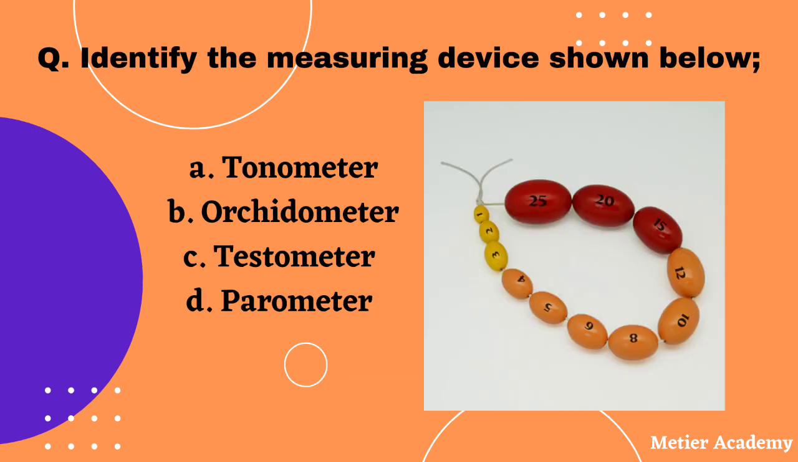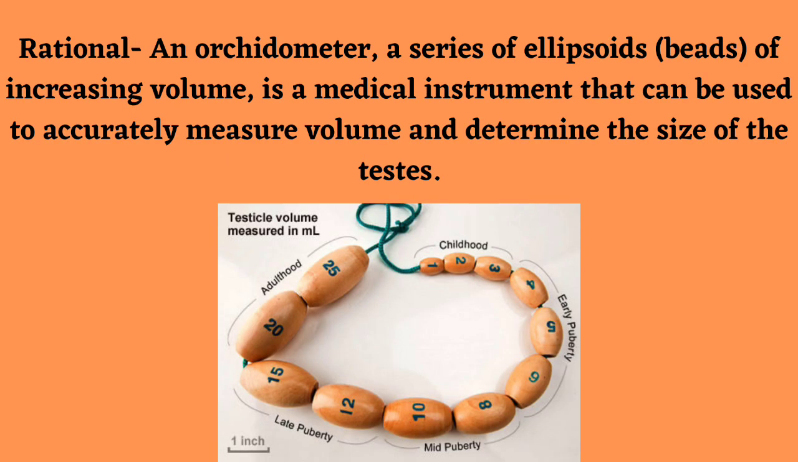The next one is, identify the measuring device shown below. Look at the image carefully and answer the question. The given options are tonometer, orchidometer, testometer and barometer. And here the correct answer is option B, orchidometer.